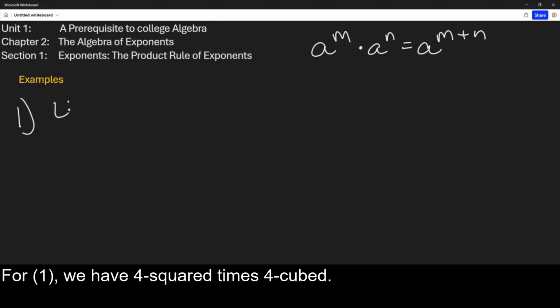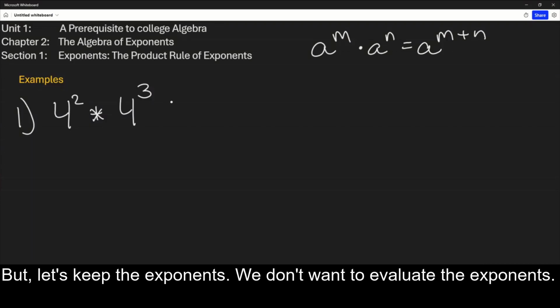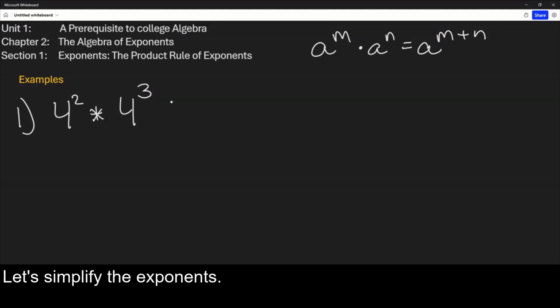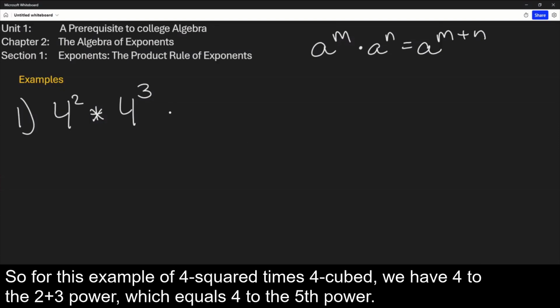For 1, we have 4 squared times 4 cubed. We could solve this right now and just say 16 times 64. But let's keep the exponents. We don't want to evaluate the exponents. Let's simplify the exponents. What that means is I want to see a combined exponent at the end of each question. So for this example, 4 squared times 4 cubed, we have 4 to the 2 plus 3 power, which equals 4 to the 5th power.